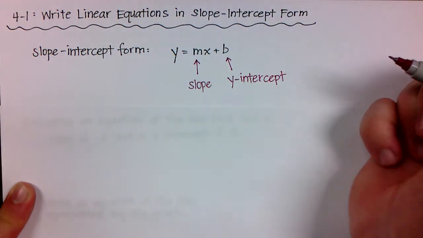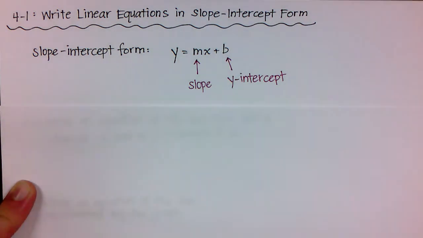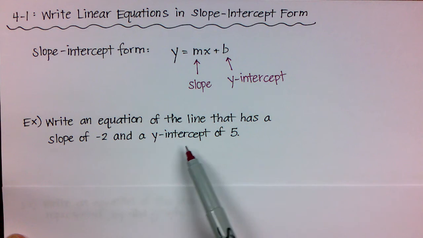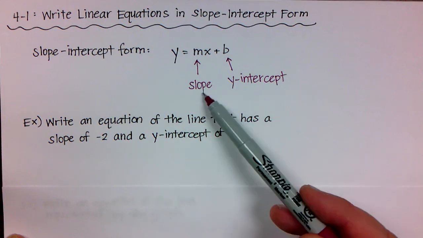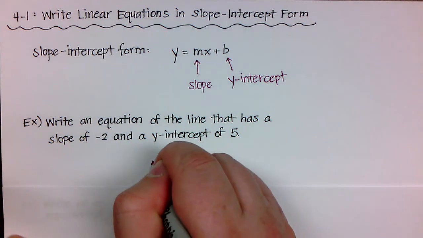This is going to be so easy. When you find those two things, plug them into this form, and I have an equation. So let's look at our first example. It says, write an equation of a line that has a slope of -2 and a y-intercept of 5. Do I have my slope? Yes, I do. Do I have my y-intercept? Yes, I do. Let's plug them in.